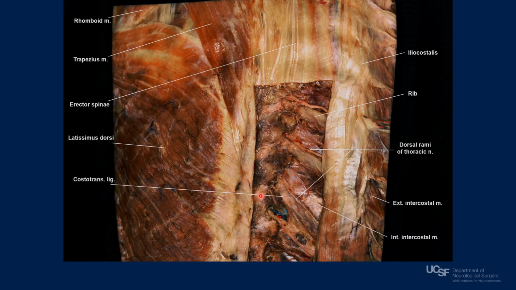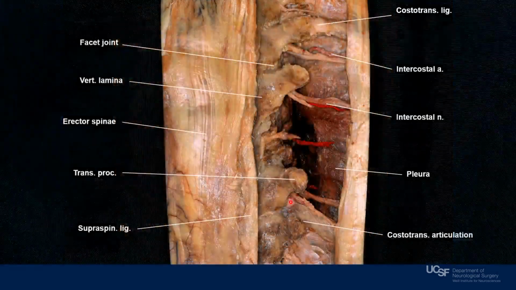We can again identify the costotransverse ligament. It's a ligament that lies just at the joint between the anterior portion of the transverse process and the posterior portion of the body of the rib.